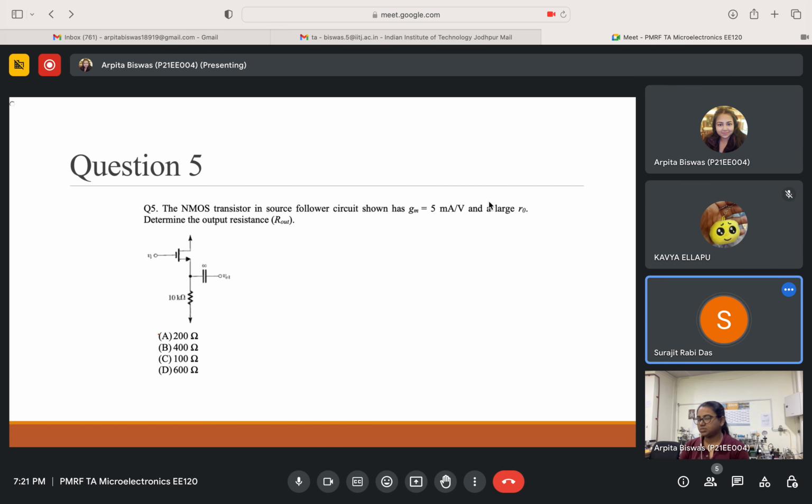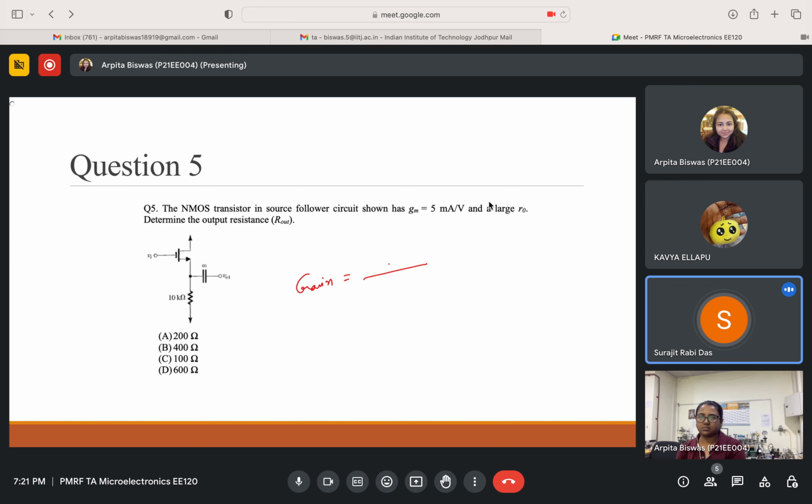Kavya, have you done, or I will wait for some time for your calculation. Yes, ma'am. 200 ohms, ma'am. Can you explain? Since it is a source follower, the output resistance is 1 by gm parallel with the output resistance, ma'am. So now at first tell me what is the value of gain?